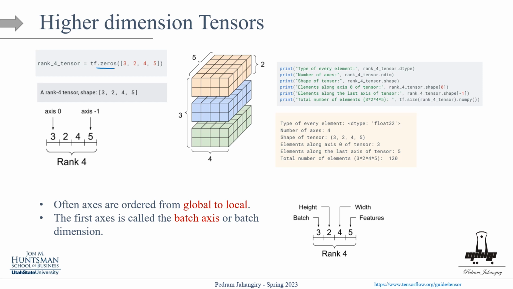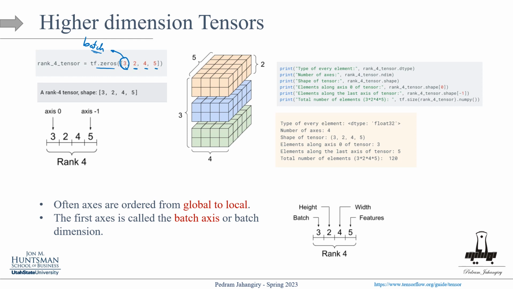And now I have 4 numbers, 3, 2, 4, 5. So what does it mean? Usually the first number, we call this the batch index. So for example, I have 100 batches of data. This is literally your sample, right? That comes in batches, right? So this is the batch index.